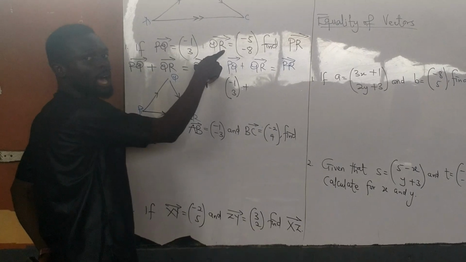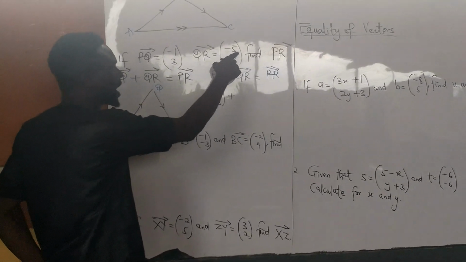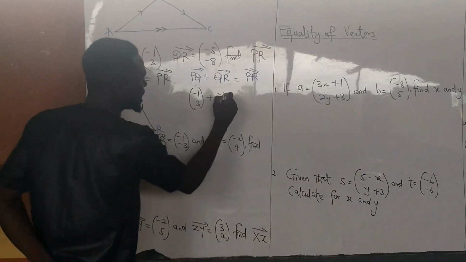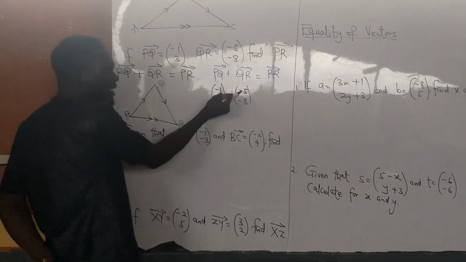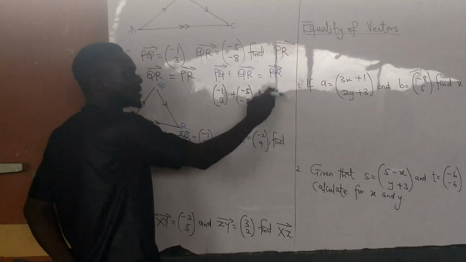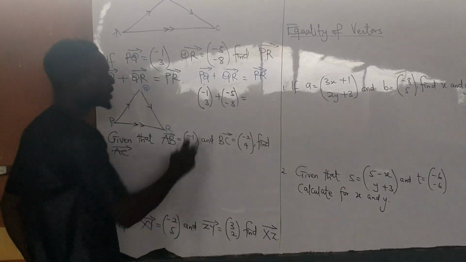QR, from the question we have it. So QR from the question is negative 5, negative 8. So we have here negative 5, negative 8. So if we put this together, whatever we get becomes that of PR. So let's do the addition and see.